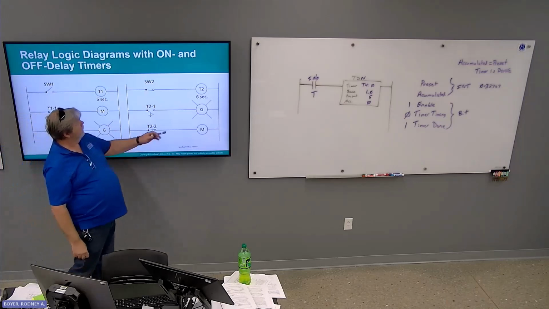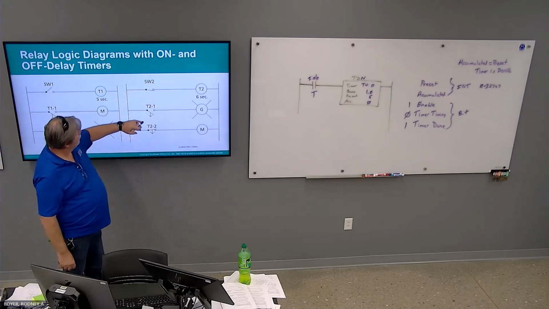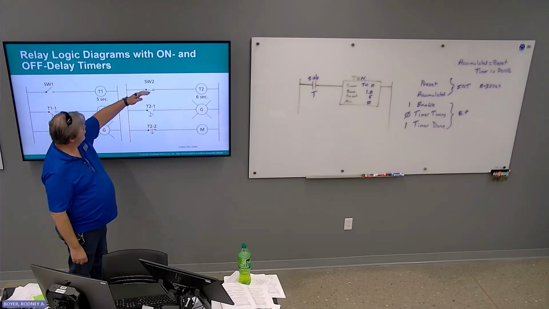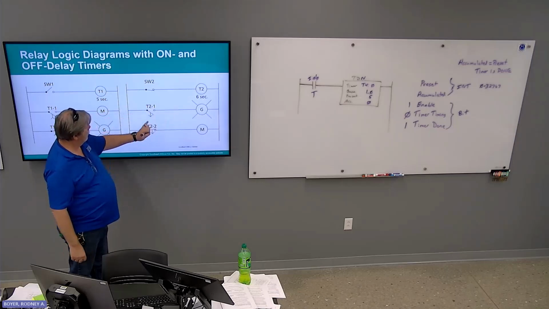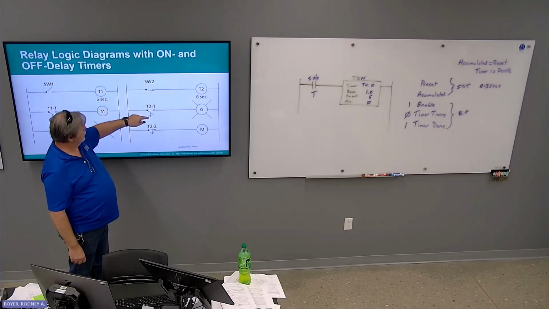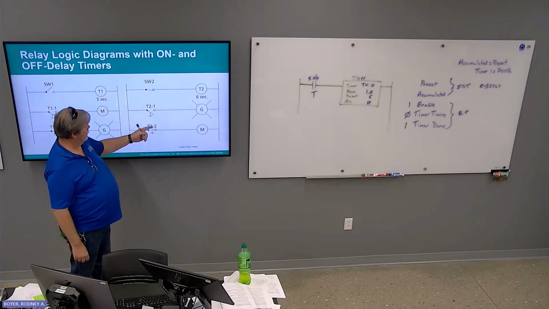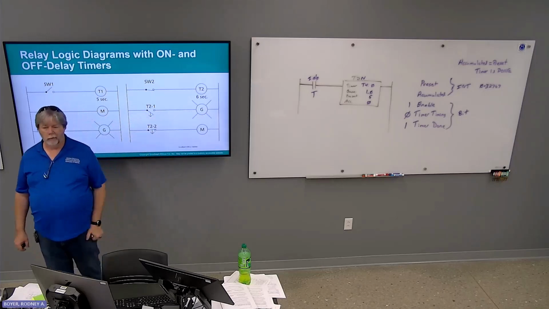That's over here at off delay. When switch 2 is closed, that will close, turning on the green light. This will open, turning off the motor. After you open this switch, 6 seconds later, this will open up, turning off the green light. This will close, turning on the motor. Not sure why you want to do it like that, but okay.